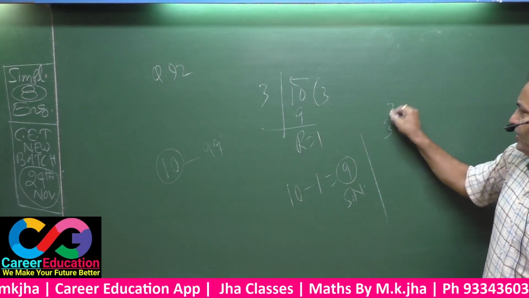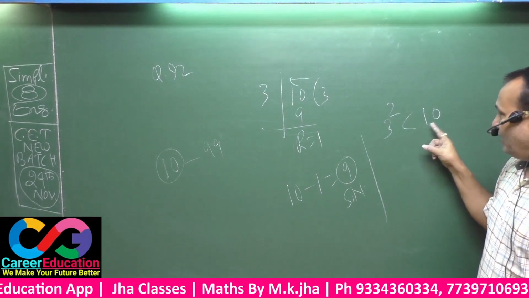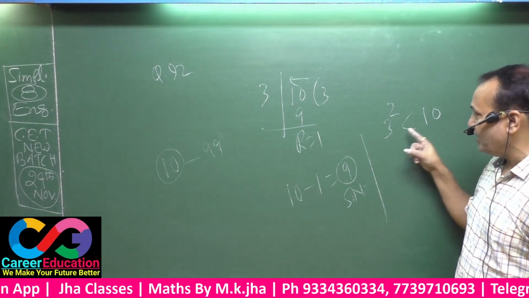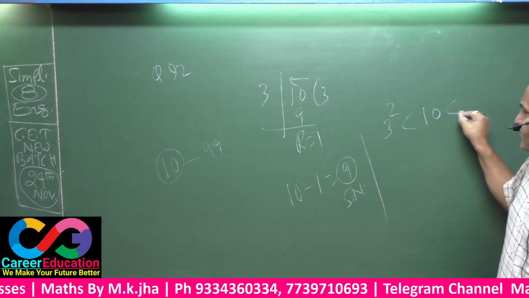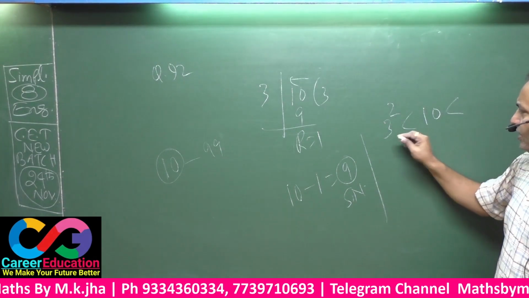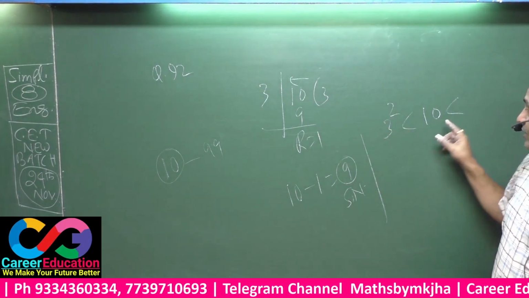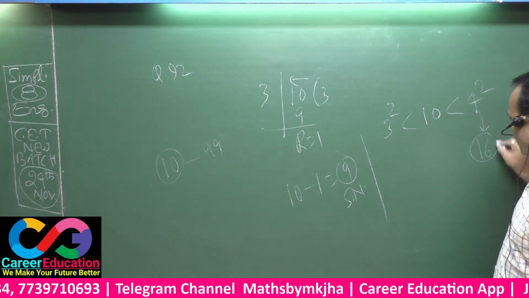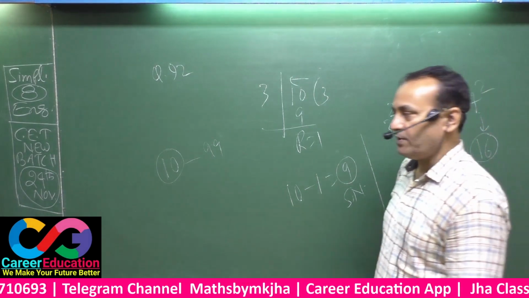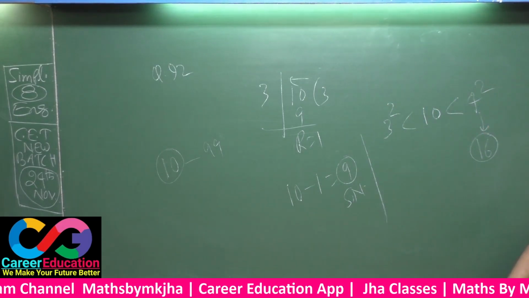That means your given number is bigger than the square of the quotient. 3 square is 9, your number is 10, so your number is bigger than this square number. That means the next square number will certainly be 4 square. That means you have to take 4 square, and this is the 2-digit smallest perfect square number. This must be your right answer. 16 is the answer. Note down.